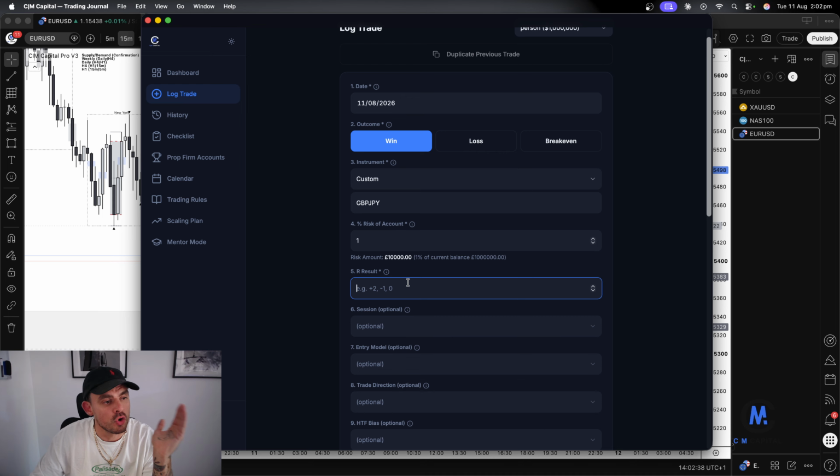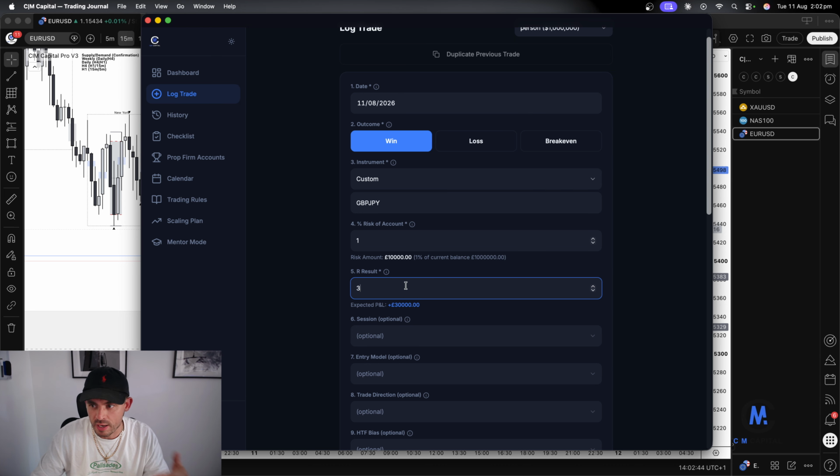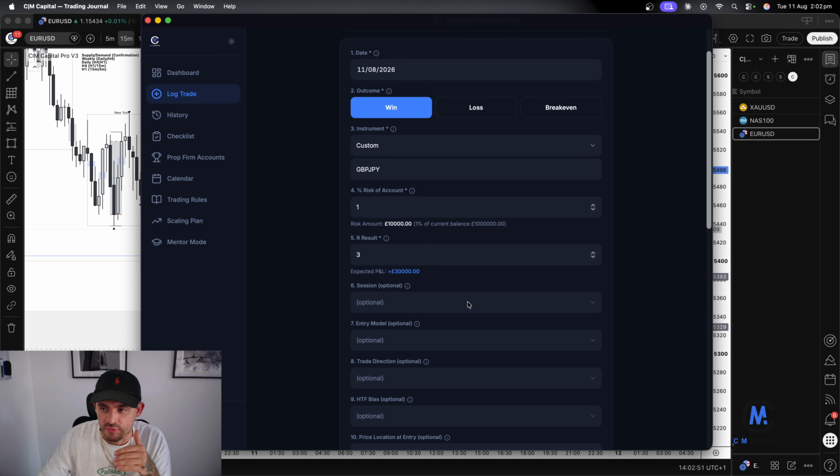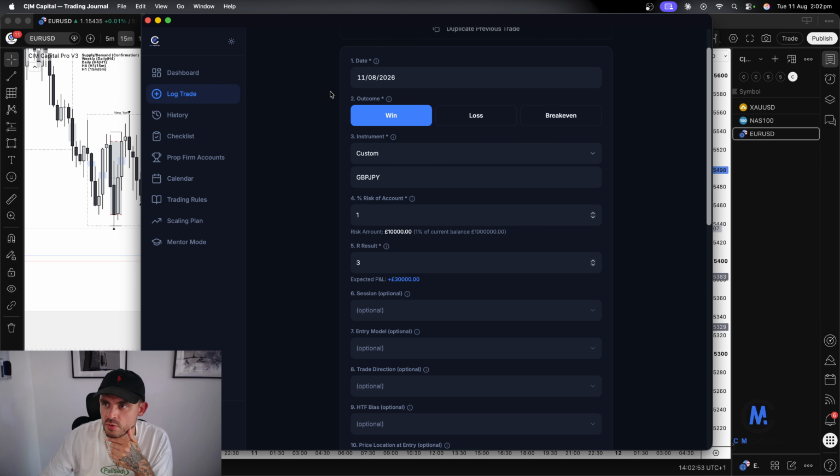Then once you put in your RR result, so say you go for a 2R or a 3R, it's going to even calculate that for you. So we'll do that, look, 30,000 or 300,000 or whatever that is, it's going to automatically calculate that for you. Then the date, the outcome, the instrument, the risk on the account and the result you have to input. These are the only inputs.